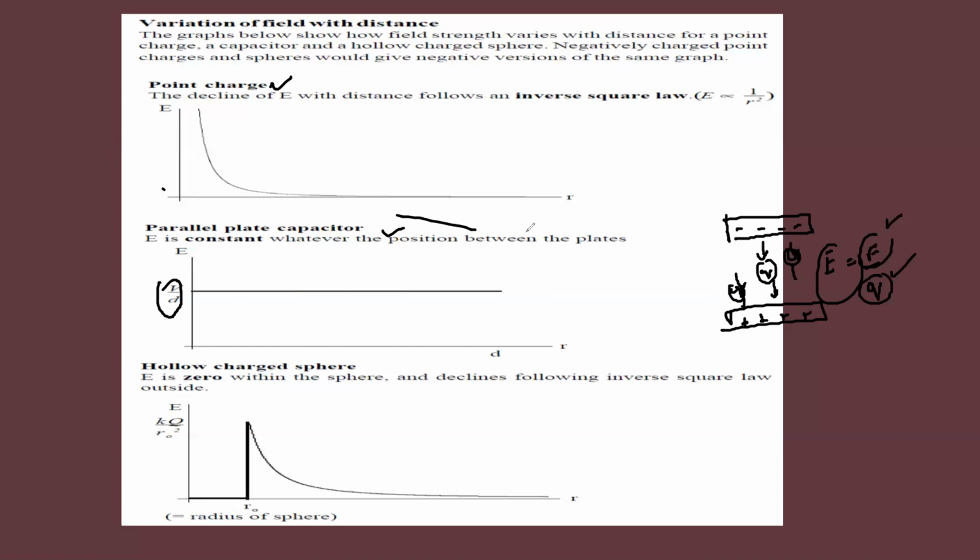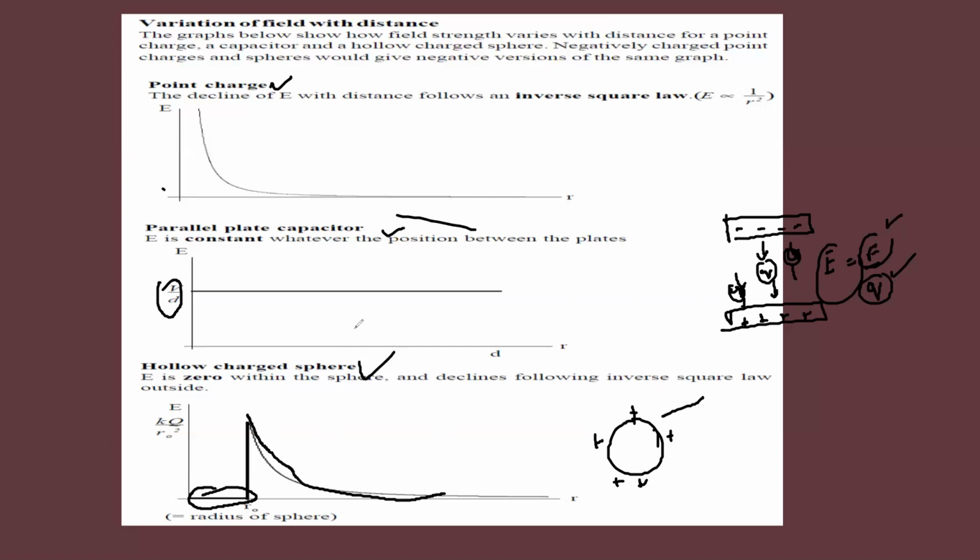Yes, sir. And for the third one, as we just discussed, for a hollow sphere, inside the sphere there is no electric field. So up to this point, the electric field is zero, which means within the sphere. Once you reach the surface, then it will vary like a point charge.